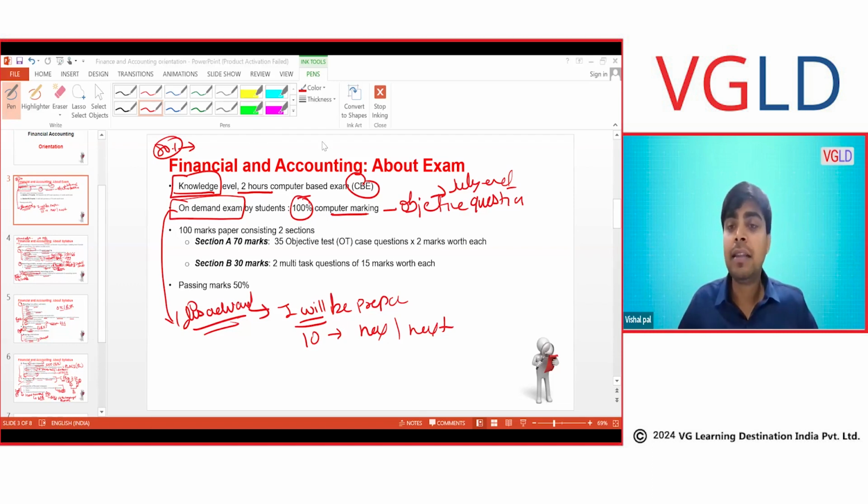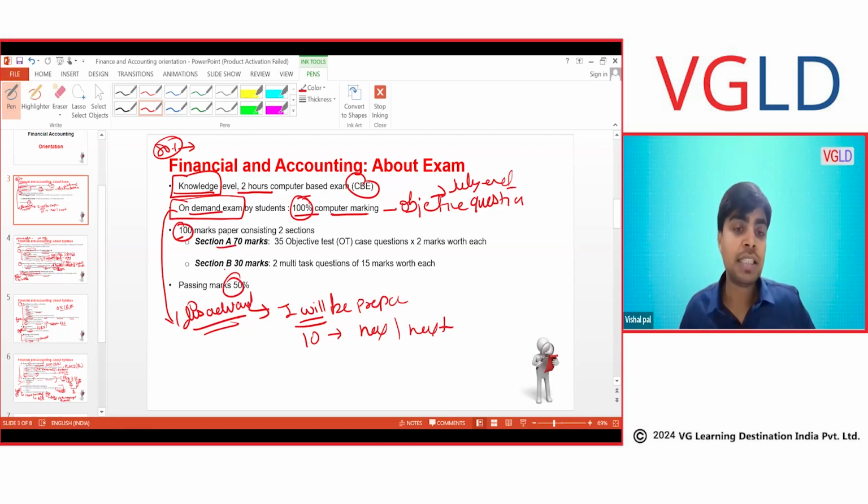Now, second part, this is an on-demand exam. 100% will be computer-based, and that is why your result will be declared on the same day, because it's 100% computer checking. You will get your provisional result on the same day. The exam would be 100 marks. You need 50% to pass.